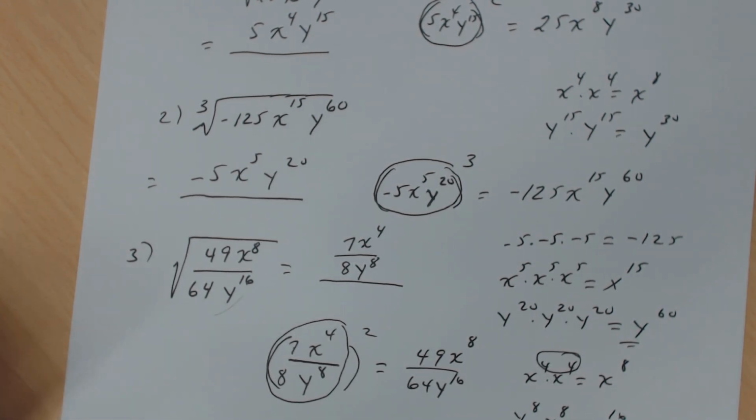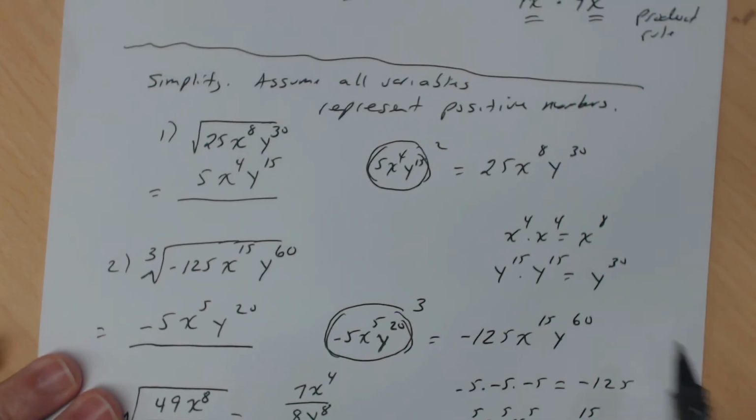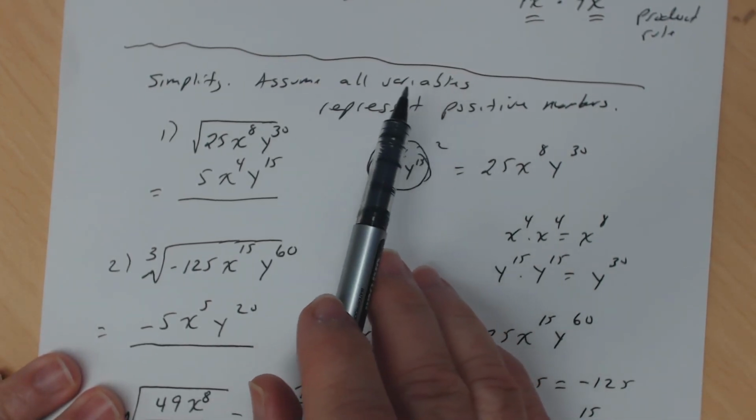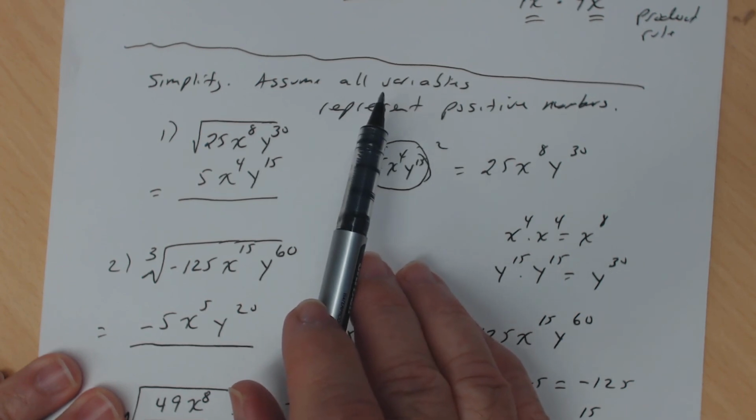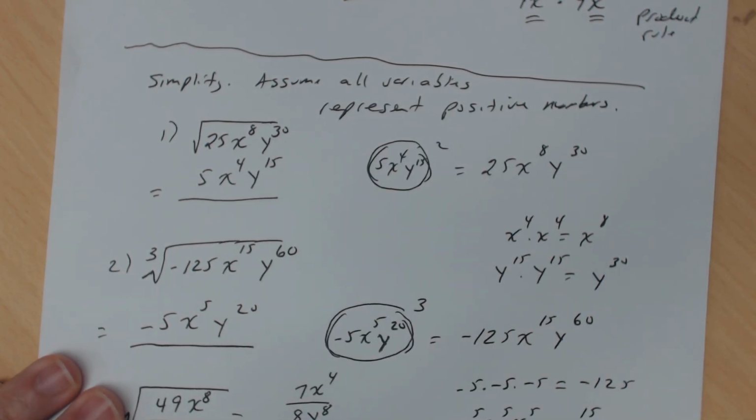Now, in the next lesson, we're going to talk about this idea, well, what happens when the variables are not necessarily positive numbers? What if they're negative numbers? So that's what we're going to talk about in the next lesson.